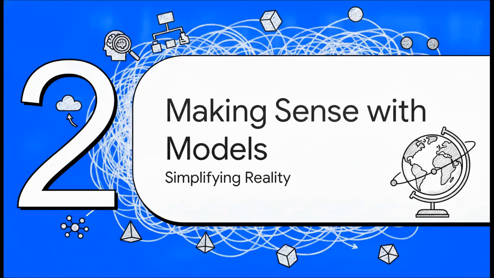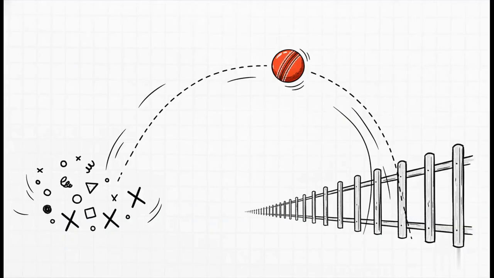Moving on to Section 2, making sense with models, simplifying reality. Because the real world is so incredibly complex, trying to study it in full detail is, well, practically impossible. So what do scientists do? They simplify reality. To wrap our heads around this, let's picture a totally relatable example. Imagine a cricket ball being hit high and hard for a 6. We want to build a simple model to answer one highly specific question. Will the ball cross the boundary without hitting the ground first?